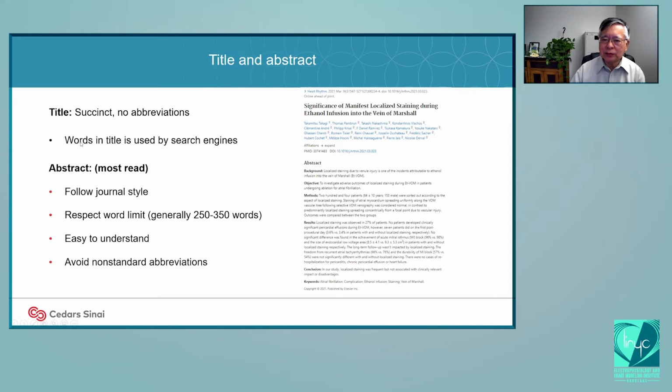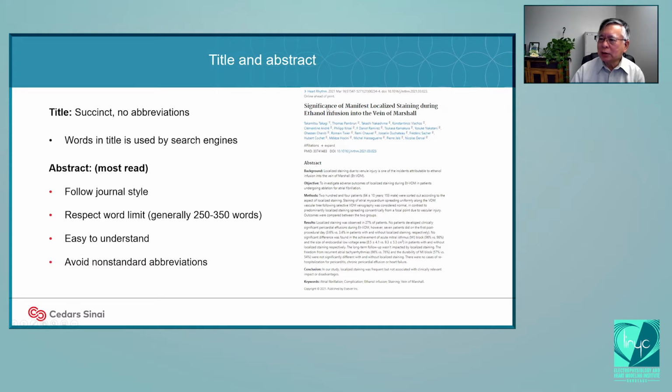Now, the importance of the title, in addition to conveying the concept of your study, is that the words in the title are used by the search engines to search. So if you have a title that includes certain nouns, those are the first things to be searched. This is true for many years and continues now. So if you want your paper to be searched by people, then you should include important words in the title.